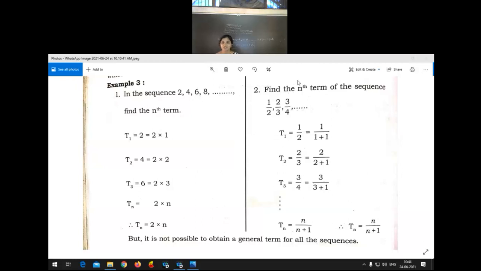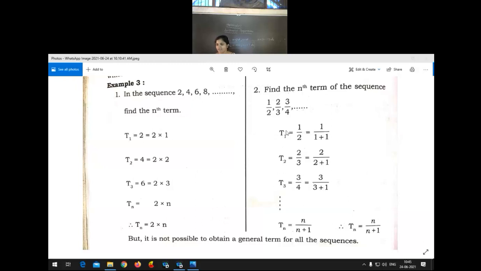Okay, students. So we are discussing the second problem, that is: find the nth term of the sequence 1 by 2, 2 by 3, 3 by 4. You can observe the pattern. You can continue this one, right? 1 by 2, 2 by 3, 3 by 4. Then you can guess the next term, that is 4 by 5. Then 5 by 6, like that we can continue.